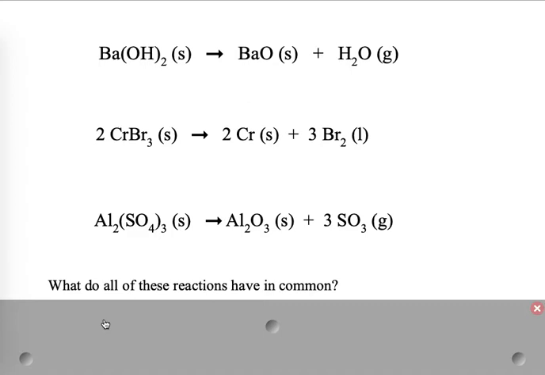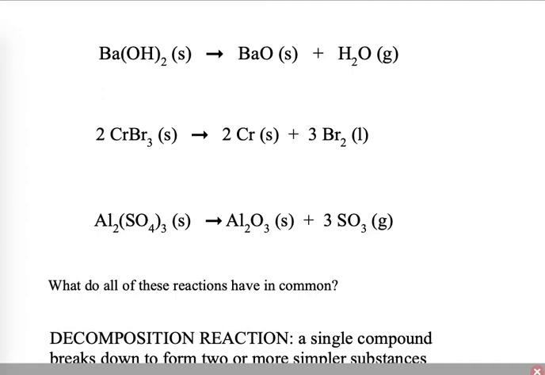Well, as you can see in each of these reactions, a single, more complex compound is breaking down or splitting apart to form 2 or more simpler substances. The products can either be compounds or elements, but in each case, a single reactant forms 2 simpler things. Obviously, this is simply the reverse of what we saw in the previous slide. These are called decomposition reactions.